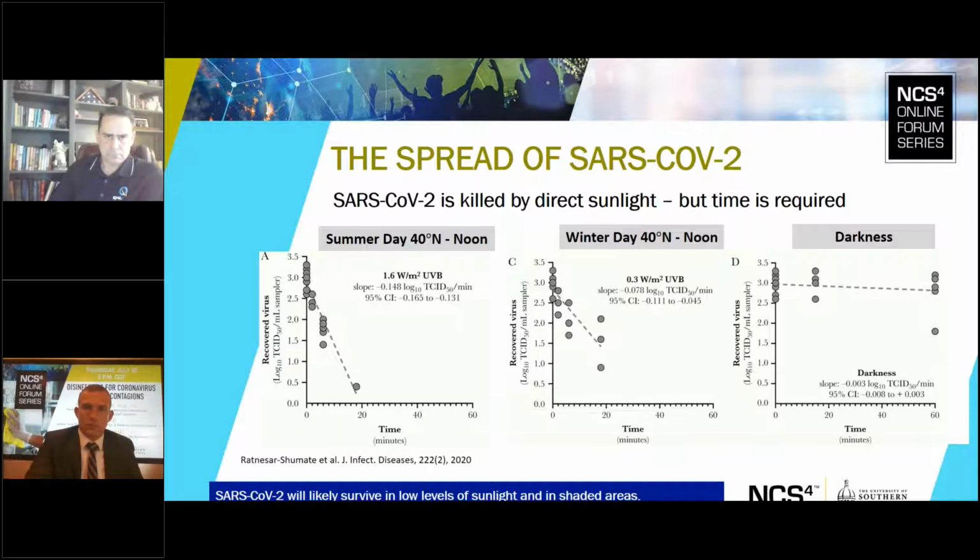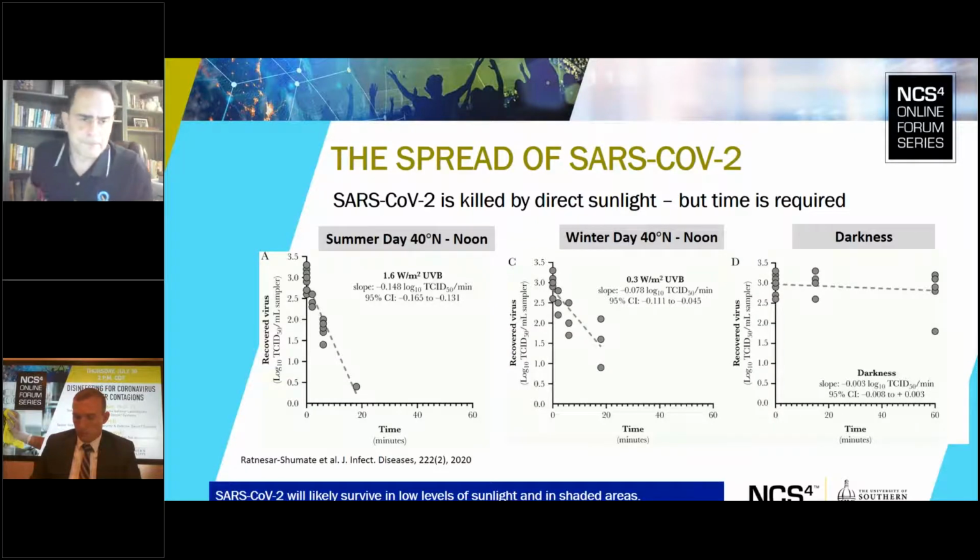So we're often asked, what about sunlight? Does that kill the SARS-CoV-2 virus? The answer is yes, to some extent. So this is a study that showed virus kill on a summer day, 40 degrees latitude, which is basically the latitude through the middle of the US, at noon. And you can see on the chart on the left, we start with 3.5 log virus, which is actually about 10,000 viruses. And over about 20 minutes in that intense sunlight, we get down to a pretty safe level.